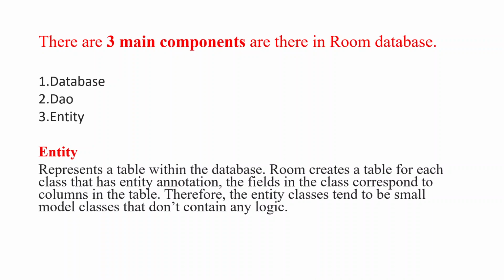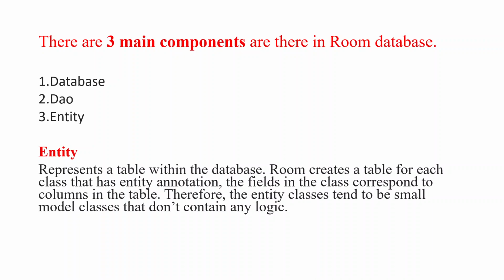So what are the components of Room? There are three components in Room. First one is database, second one is DAO, and third one is entity. So first let's discuss the entity. Entity represents a table within a database. Entity is basically a table, okay?